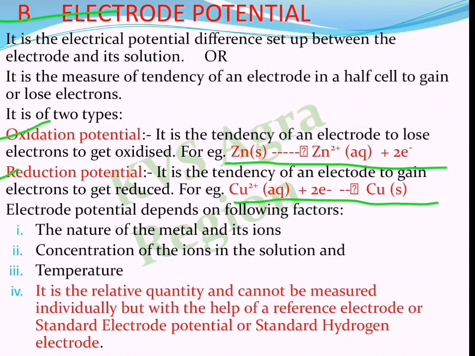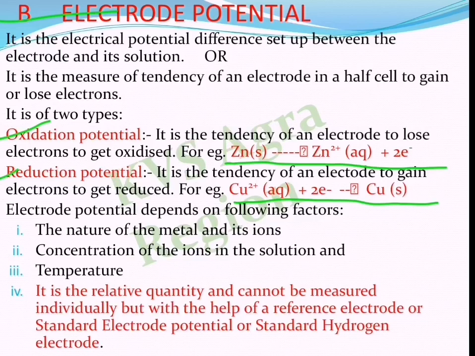Now the electrode potential depends on the following factors: nature of the metal and its ion. It is totally dependent on the nature of the metal. Either the metal will gain the electron or will lose the electron in solution. The second factor is concentration of the ion in the solution.